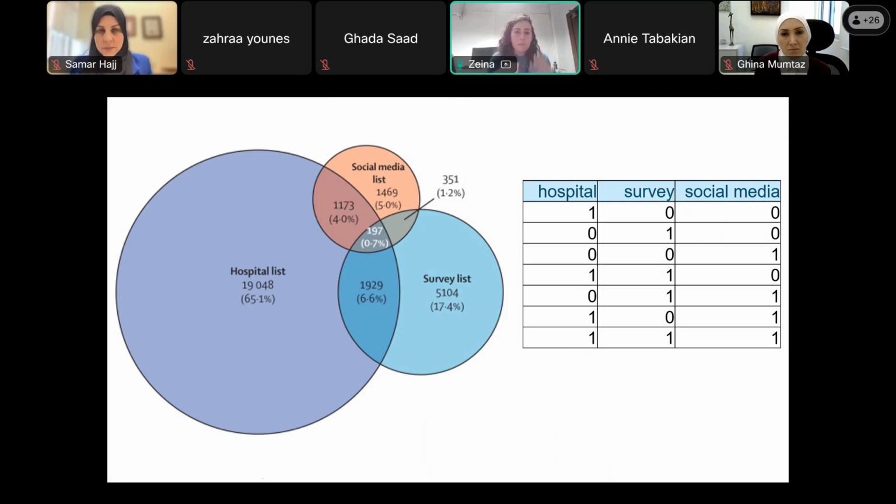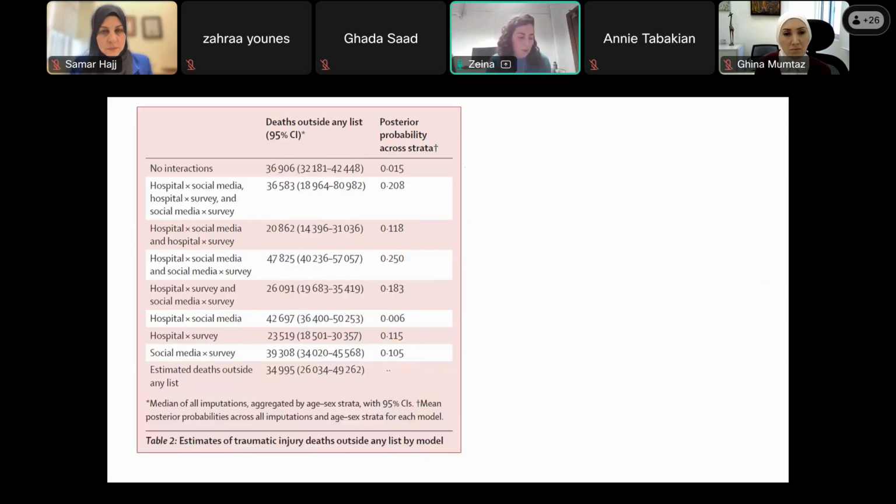And at the end, we do not pick one model. We actually rely on the posterior probabilities to do weighting, and to come up with how many are outside any list.